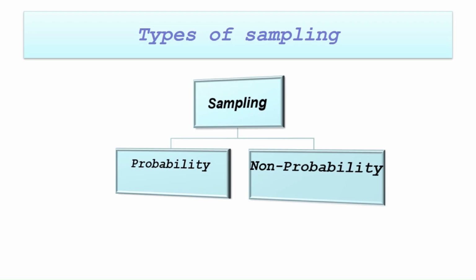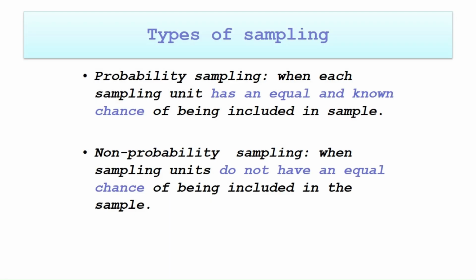There are two main types of sampling techniques: probability sampling techniques and non-probability sampling techniques. In probability sampling, each sampling unit has an equal and known chance of being included in the sample. In non-probability sampling, sampling units do not have an equal chance of being included in the sample.